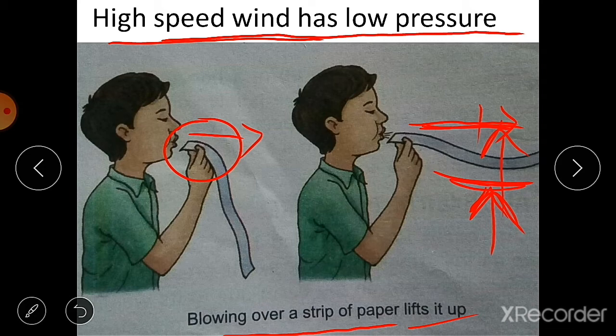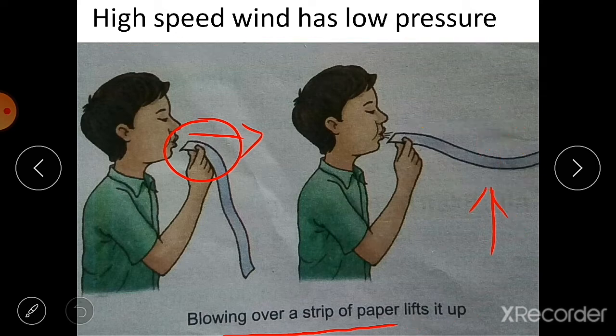You can see the birds that fly in the sky, and aircrafts, and also the ships that sail in the river, they also use the same principle. On the same principle, birds and aircrafts fly in the air. So this is what it means: high speed wind has low pressure. Where there is high speed wind, there is low air pressure.